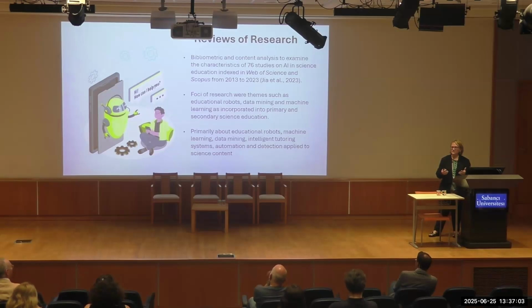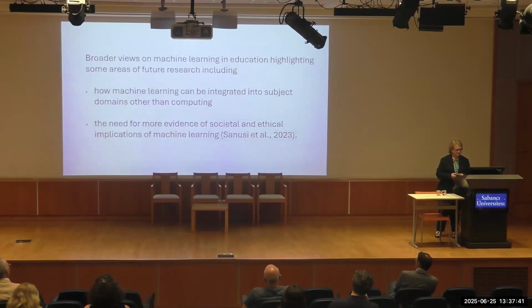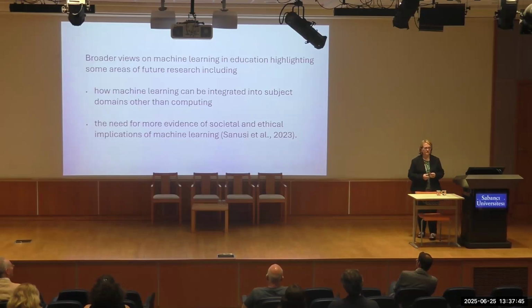Just to give you a sense of the landscape of what's going on in science education research, 76 articles were published focusing on AI between 2013 and 2023. During that period, there was a lot of focus on how to integrate computing or computer science themes in science education, but mainly issues related to educational robots, data mining, machine learning. How do you incorporate these themes in primary and secondary science education? So that was partly the main agenda within science education. And the key issue for science educators was, how are we going to integrate these themes in primary and secondary science education? And what would be the societal and ethical implications of such integration? So that was the published work in that area up to 2013.